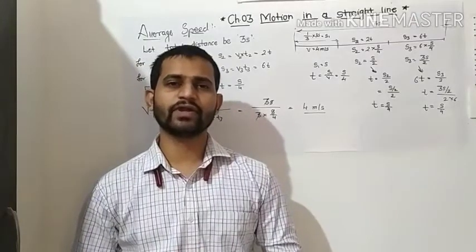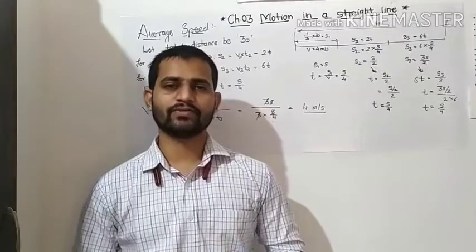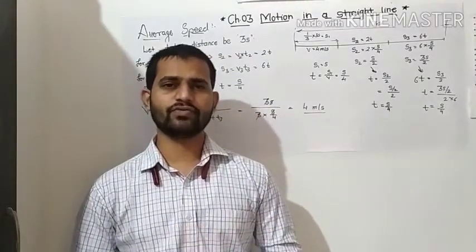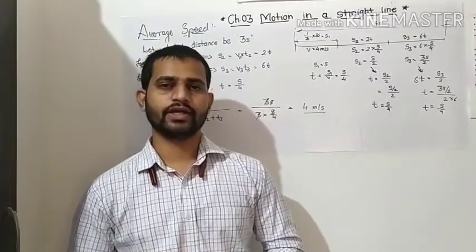And if we are traveling with variations in the speed for the different time intervals, then that type of speed is known as non-uniform speed. Okay, so that part also we have to study in brief in the next lectures.